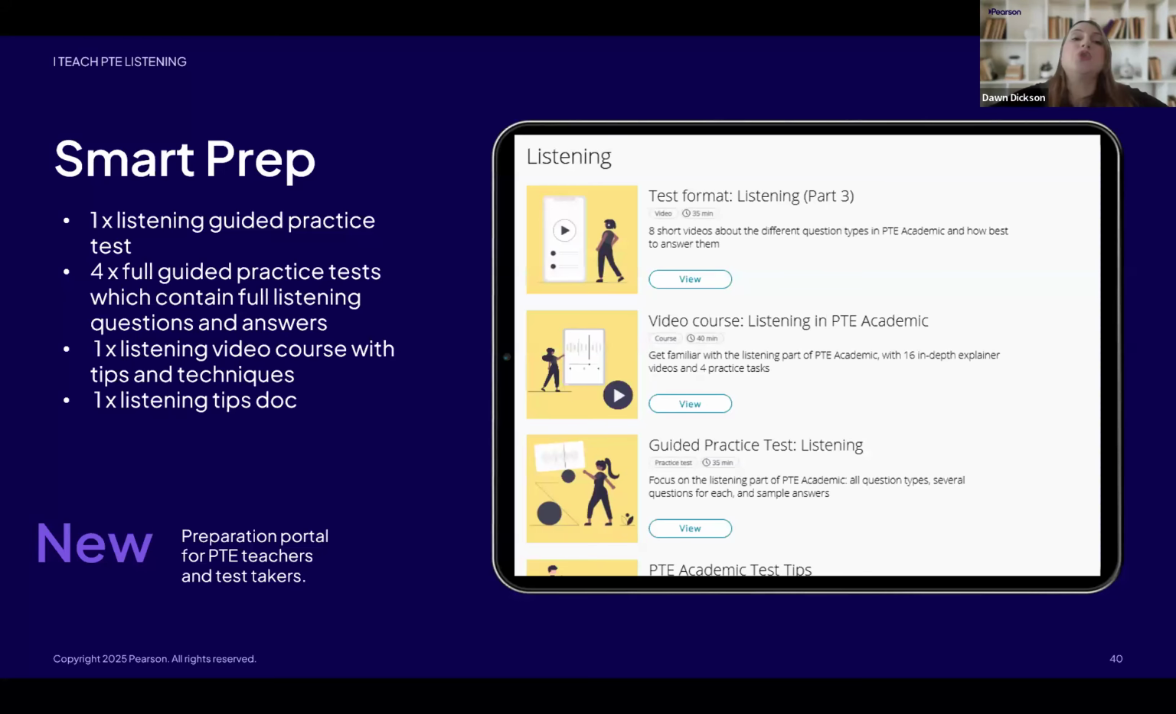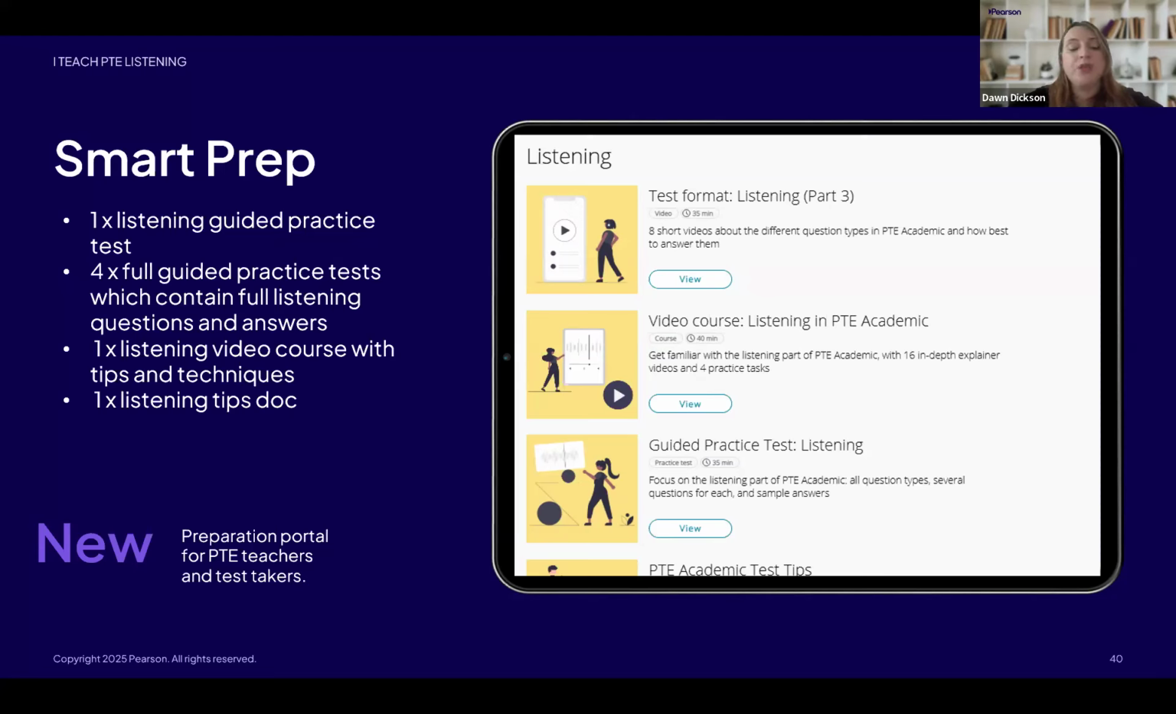Okay, and then I wanted to talk to you about something called Smart Prep. So this is new, actually. I'm not sure if any of you have heard of it before. We're very proud of the relationships that we have with our PTE teachers and trainers. We very much welcome feedback, and we listen to what they need, and where possible, we try to satisfy those needs. So this was in response to that.